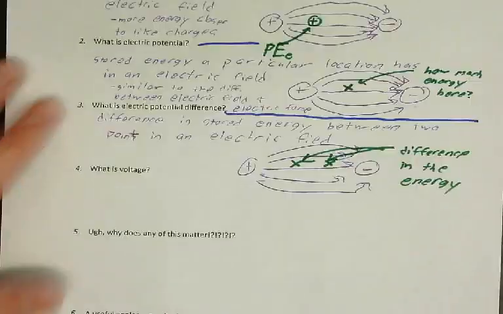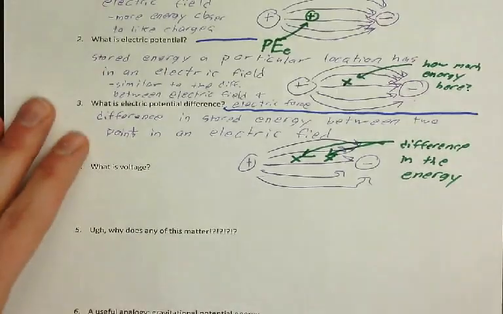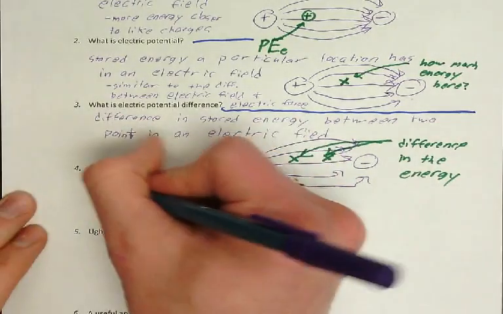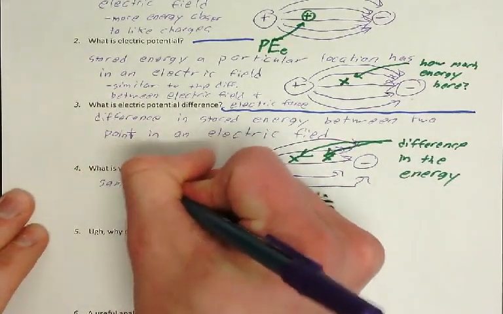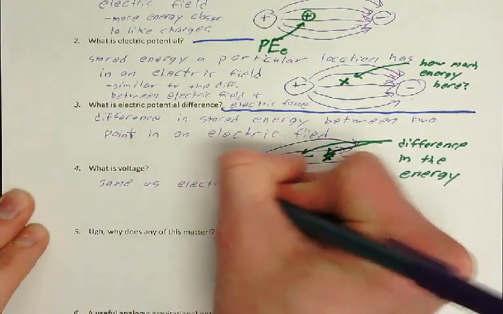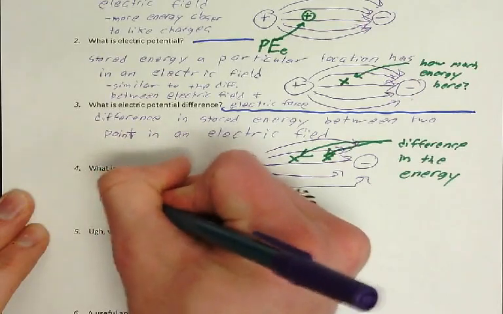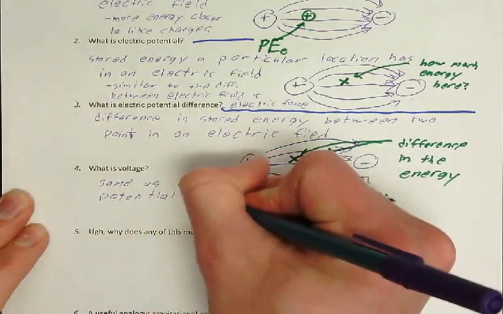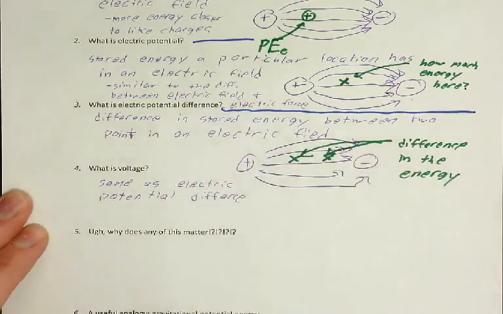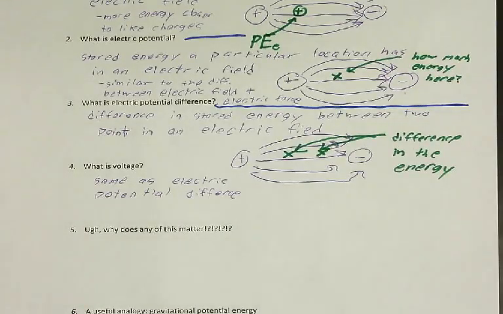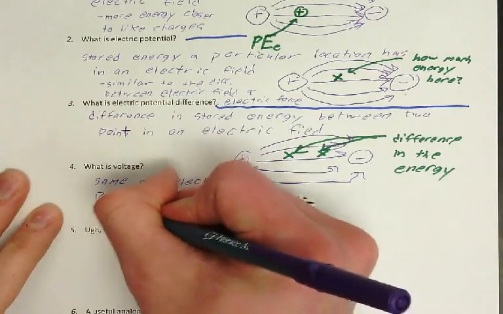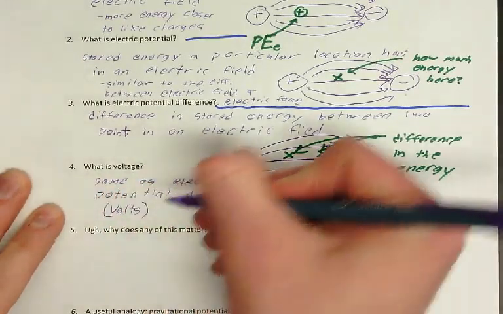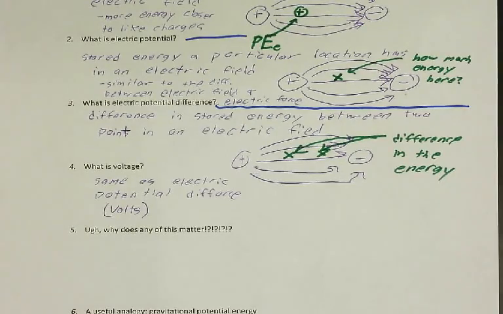Okay. One more. What is voltage? Voltage is an easy one. You're welcome. Voltage is the same as electric potential difference. And it's measured in volts. So we were basically saying, hey, electric potential difference is really complicated and there's a lot going on. Why don't we make it something simpler? Okay, let's call it volts. And that's what it is, voltage.